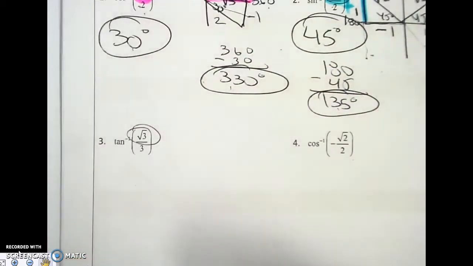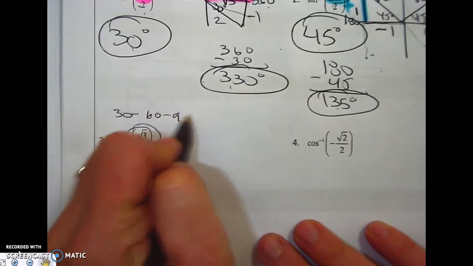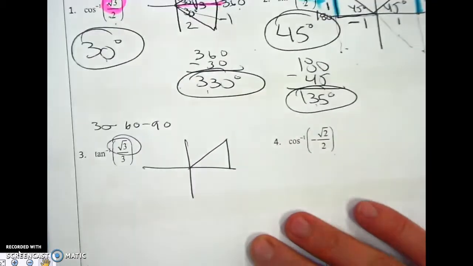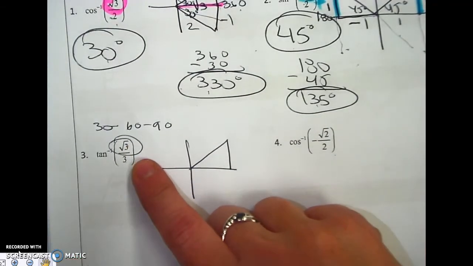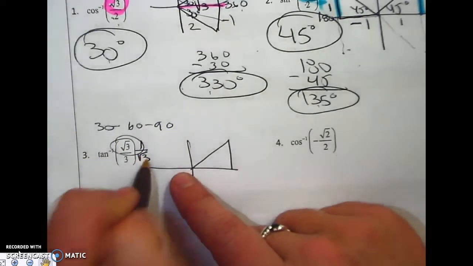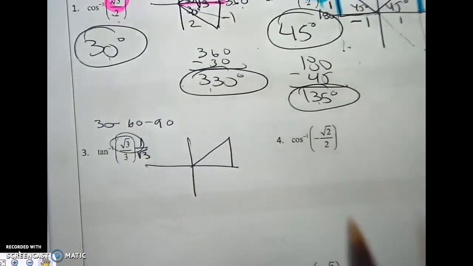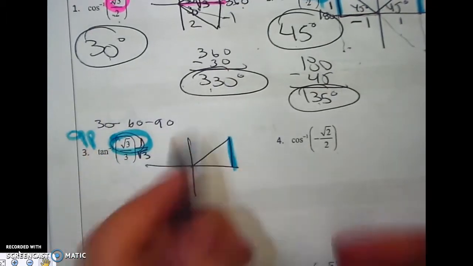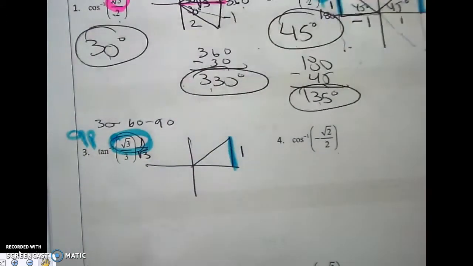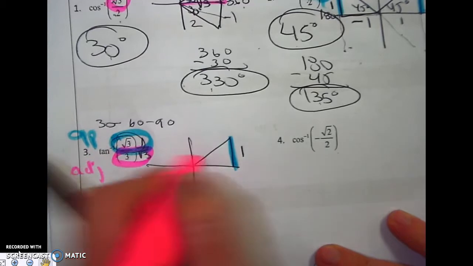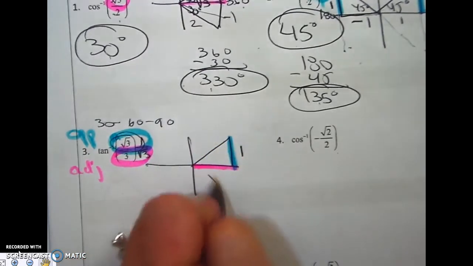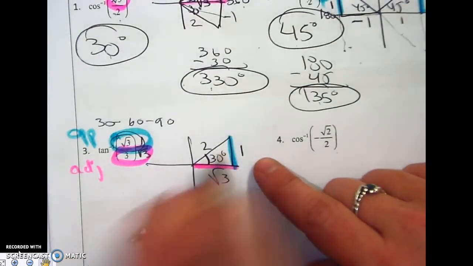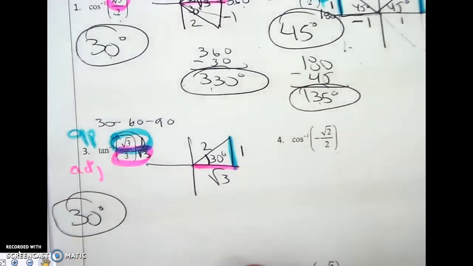As soon as I see rad 3, boom, 30, 60, 90. Okay, so I know since it's positive, it's in the first quadrant. Now rad 3 over 3 is not my ratio. 1 over rad 3 is my ratio, which means this number represents my opposite. Opposite 1. This number represents my adjacent. Rad 3, and then that's 2. Now remember, what's across from the 1? 30 degrees. Boom, quadrant 1.